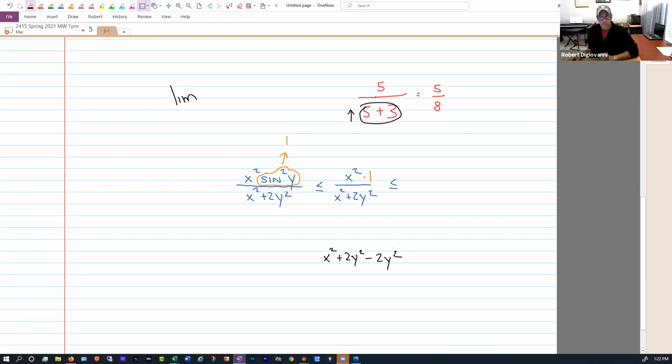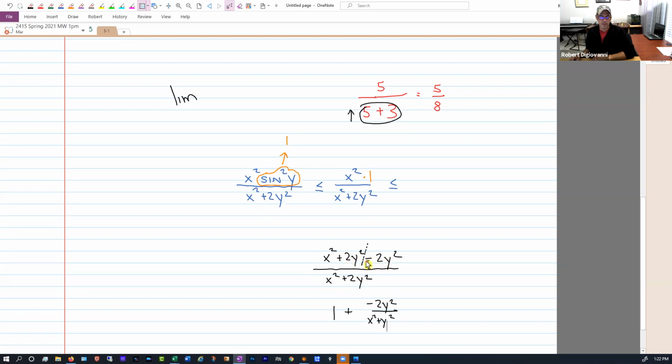Okay, so the suggestion here is if we were to rewrite this numerator as this, that would be true. And then put that over x squared plus 2y squared, right? Then you could split this into two things. Put this over this, which would be 1, plus negative 2y squared over x squared plus 2y squared, like that.